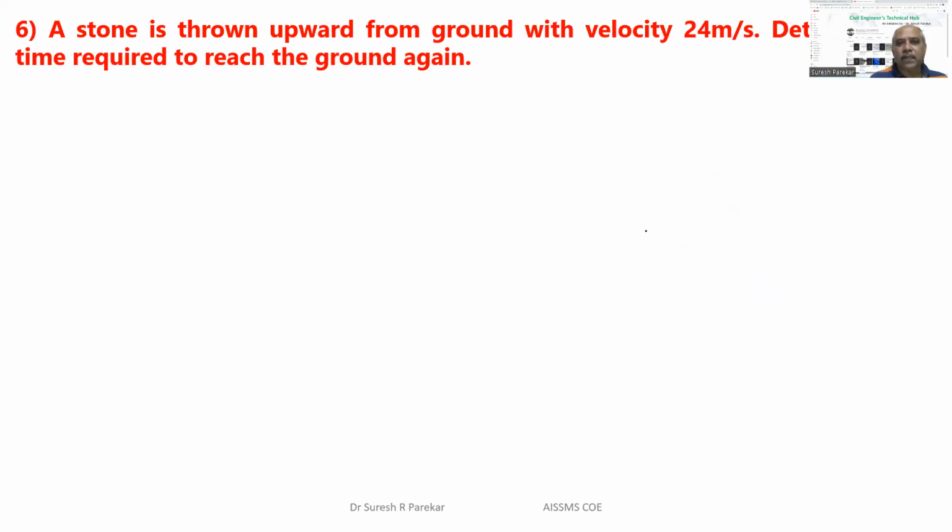A stone is thrown upward from the ground with a velocity of 24 meters per second. Determine the time required to reach the ground again. So we are going to throw a stone upward from the ground, and the velocity is given as 24 meters per second. That means it will go up and then come down. So again the ball is here. What is the value of s? S is 0.